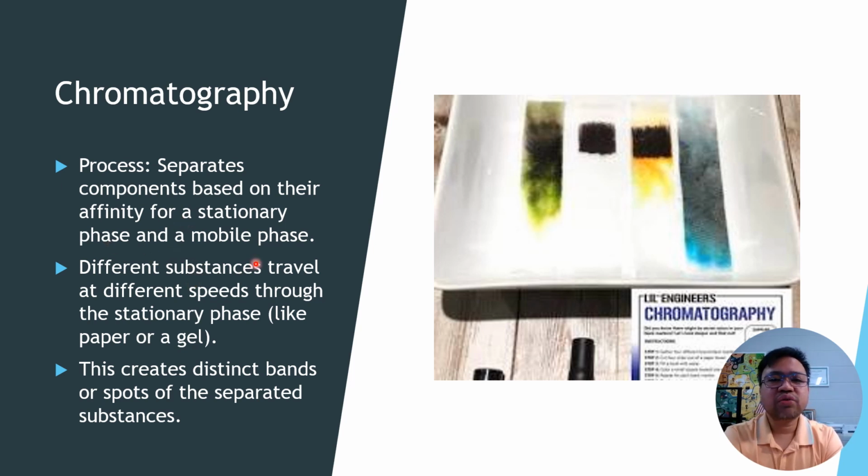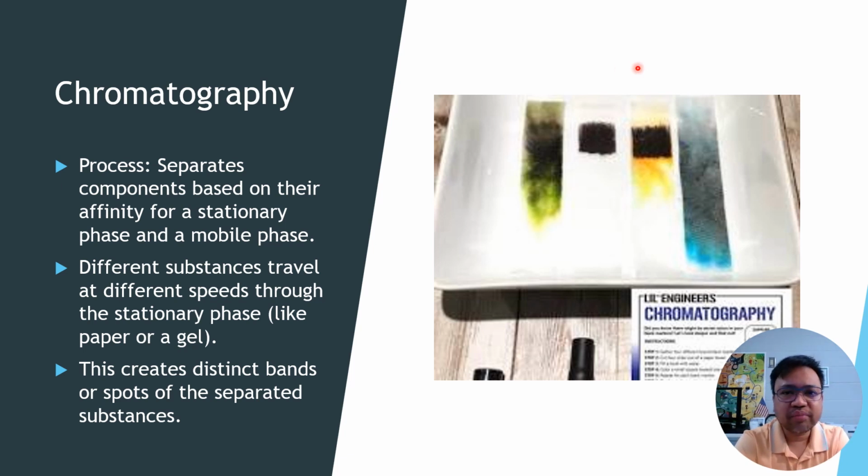Chromatography is akin to a race where each participant, the substance, moves at a different pace depending on their interaction with the racetrack, the stationary phase, and the wind against them, the mobile phase. This race allows us to separate and identify the components of a mixture based on how quickly they move through a medium. Here's how it unfolds.